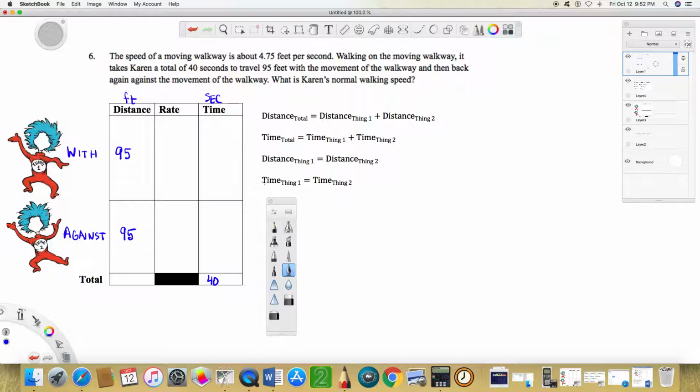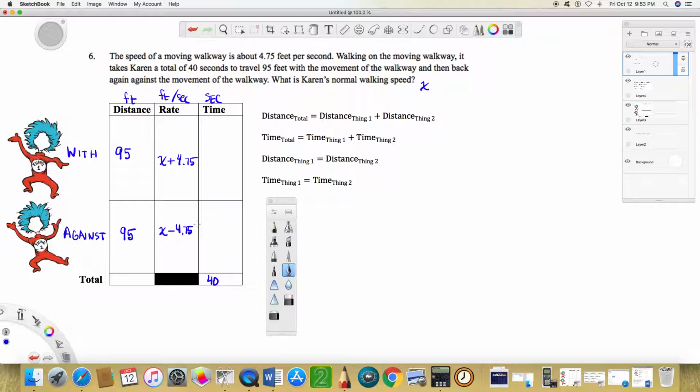All right, so when you're walking with the walkway, it's helping you walk faster. It wants Karen's normal walking speed. We're going to call that x, and the 4.75 is helping her walk faster. She looks like she's moving super fast. And this is feet per second. Now, when you're walking against the moving walkway, it's slowing you down. So it's x minus 4.75.